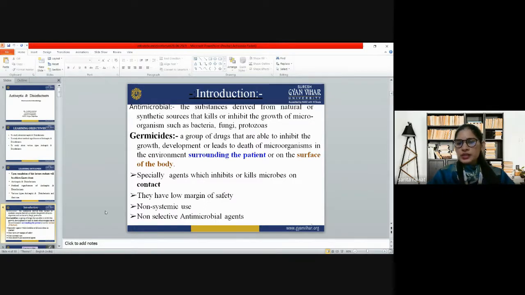Now, what are germicides? Germicides are a group of drugs that are available to inhibit the growth, development or lead to death of microorganisms in the environment surrounding the patient or on the surface of the body. So the agents which inhibit or kill microbes on contact are known as germicides. They have a low margin of safety, non-systemic use and are non-selective antimicrobial agents.